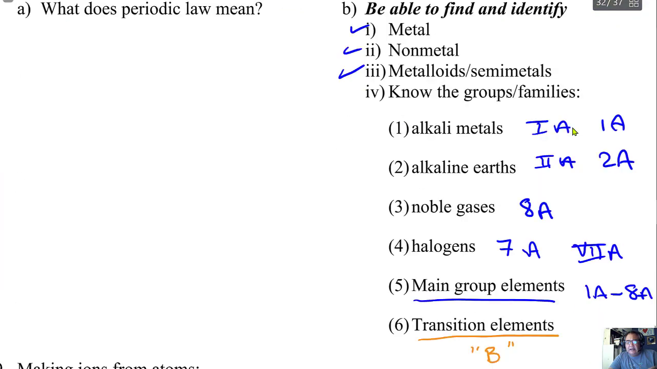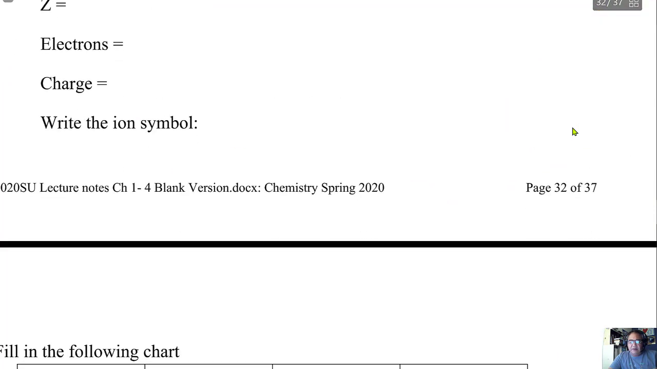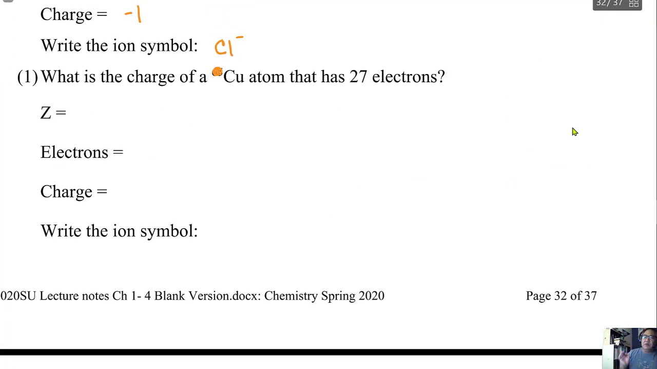So go back to here, and again, in your book you'll have a periodic table, so you can just keep your book open to the end or the beginning, wherever your periodic table is located. But there's atomic number of 29. Now the electrons is 27. So it's 29 positives and 27 negatives. So what does that mean its charge is? Its charge is going to have to be +2.